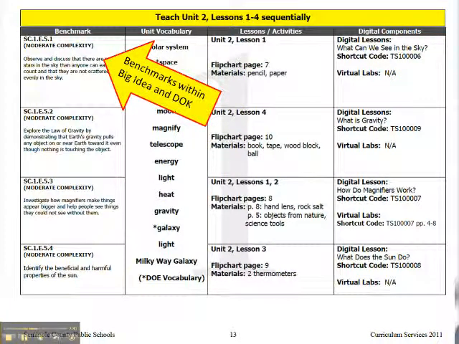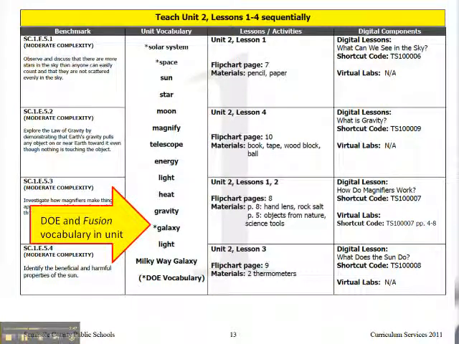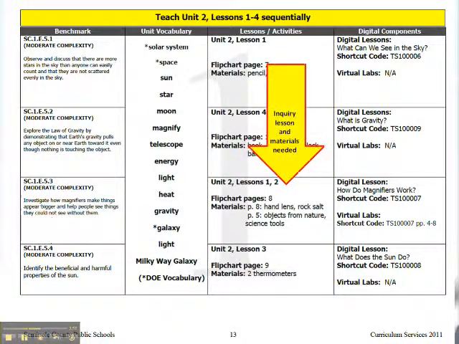On the left-hand side, you'll see the benchmarks. Reading across, you'll find the Department of Ed and Fusion vocabulary located in each unit. The Department of Ed vocabulary is notated with an asterisk. From there, you'll see the lessons that correlate to the benchmark, as well as the materials that you'll need for the flip chart pages. We decided to put this in so that teachers can plan ahead and know in advance if they're going to need specific science materials or tools.